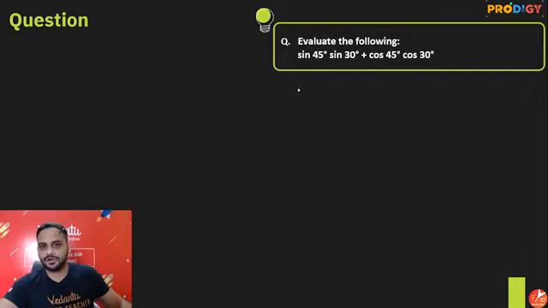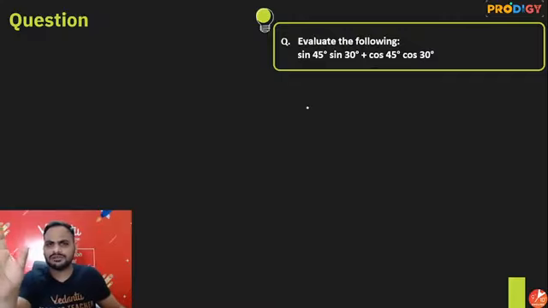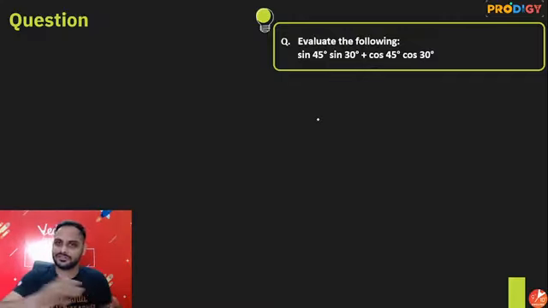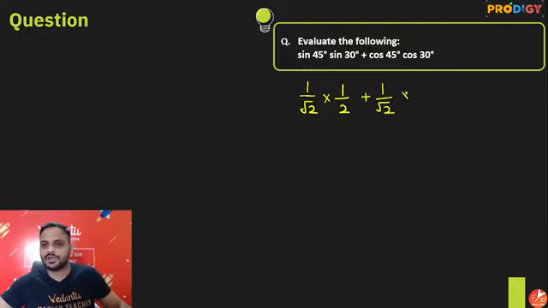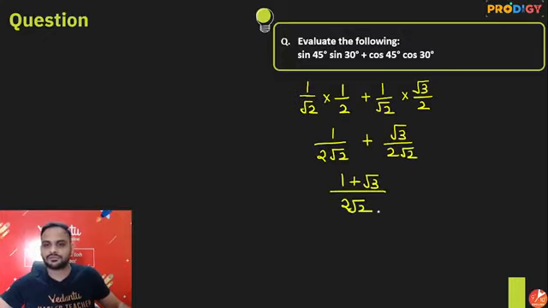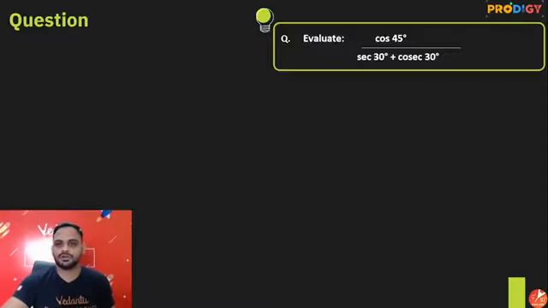Evaluate the following. देखो sin 45. I remember the values now, and you can also remember it. Just start using these values, just start solving this question, and you'll start remembering it. देखो sin 45, I'll say it is 1 by root 2 into sin 30, which is 1 by 2, plus cos 45, which is 1 by root 2, into cos 30, which is root 3 by 2. So here we are getting 1 by 2 root 2 plus root 3 upon 2 root 2, which is 1 plus root 3 whole divided by 2 root 2. ठीक है? This will be your answer: root 3 plus 1 upon 2 root 2.